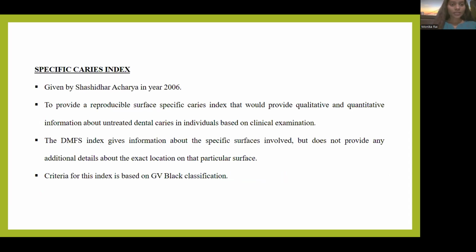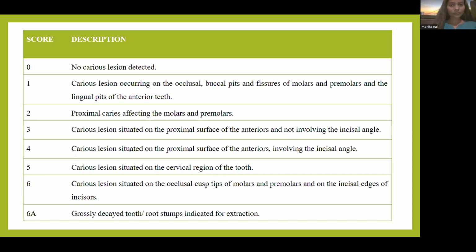Now, the Specific Caries Index was given by Shashidhar Acharya in the year 2006, to provide a reproducible surface specific caries index that would provide qualitative and quantitative information about untreated dental caries in individuals based on clinical examination. The DMF index gives information about the specific surface involved but does not provide any additional details about the exact location on the particular surface. Criteria for this index are based on the GV Black classification.